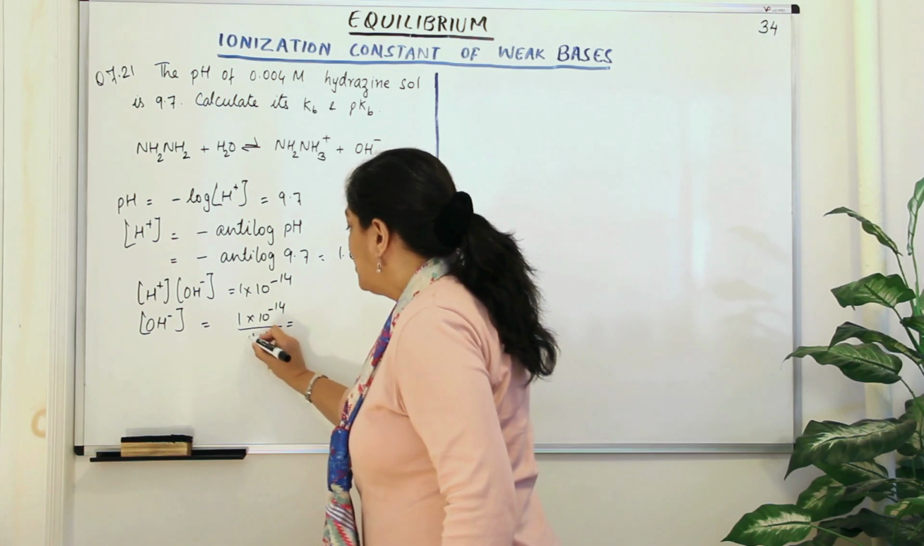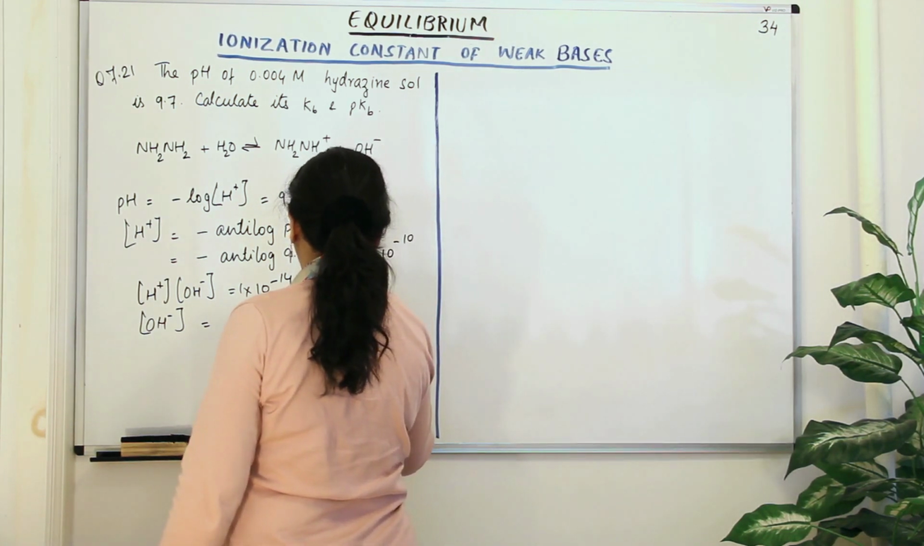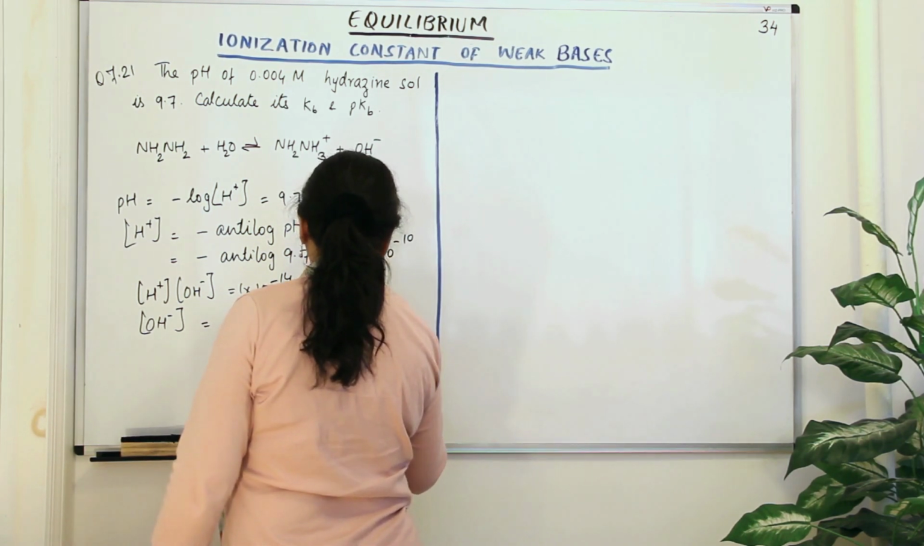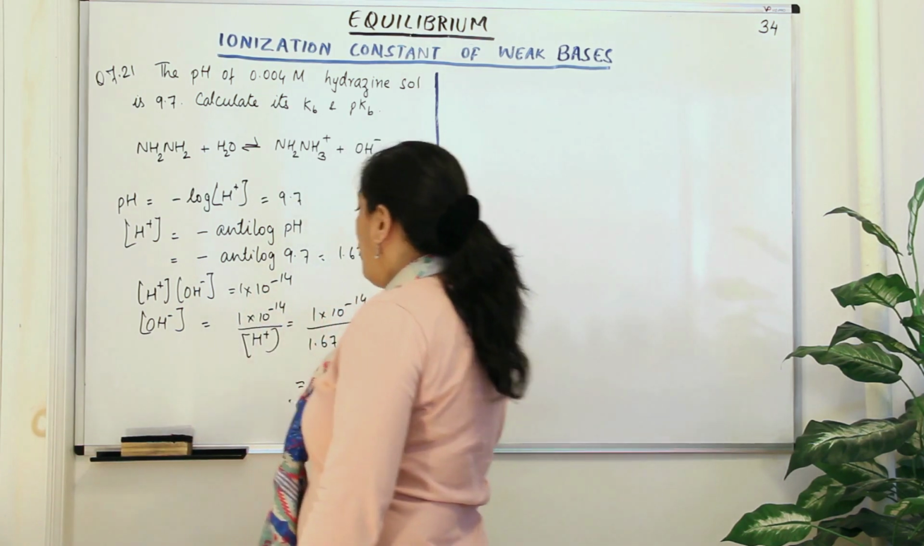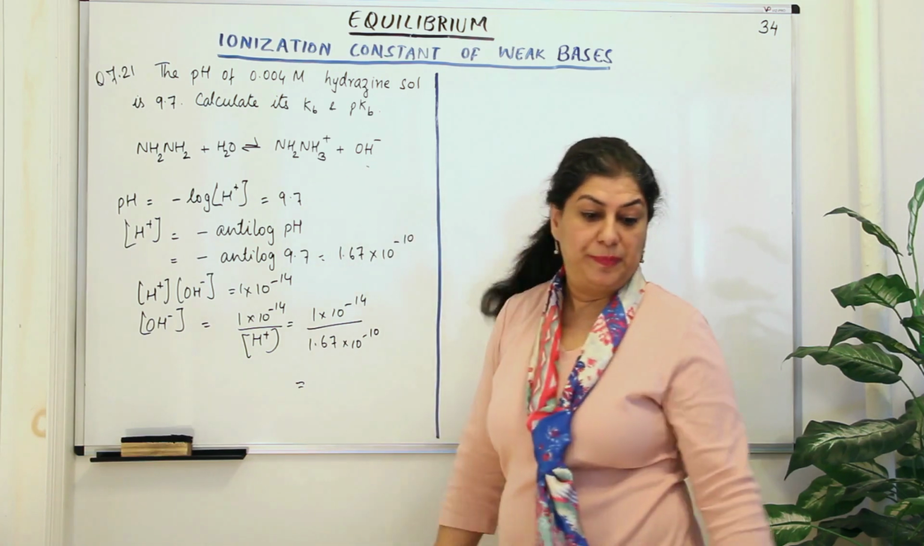And what is the H positive concentration that we've calculated? This. So this would be equal to 1 into 10 to the power minus 14 divided by 1.67 into 10 to the power minus 10. From this, you'll get the concentration of OH negative at equilibrium.